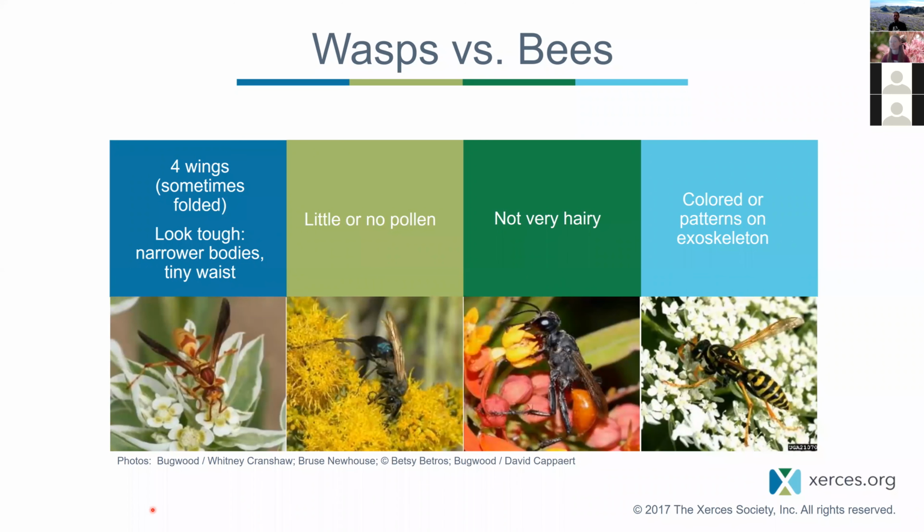Wasps can sometimes be confused for bees. They're very closely related to bees. They do have 4 wings, but they don't carry pollen. They have skinny legs, and they're generally not very hairy.